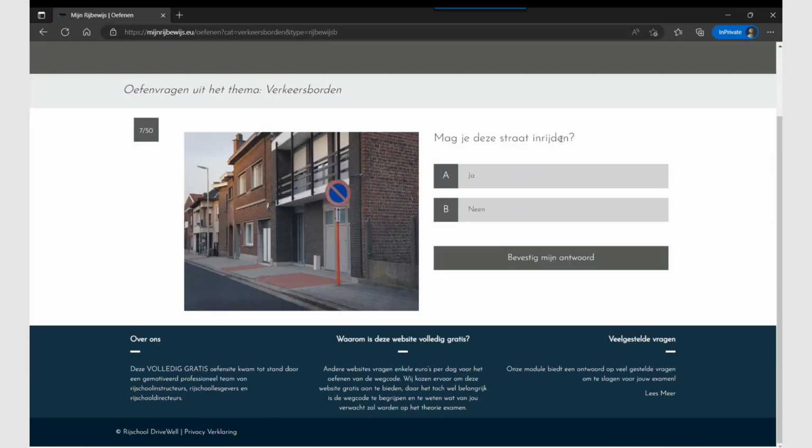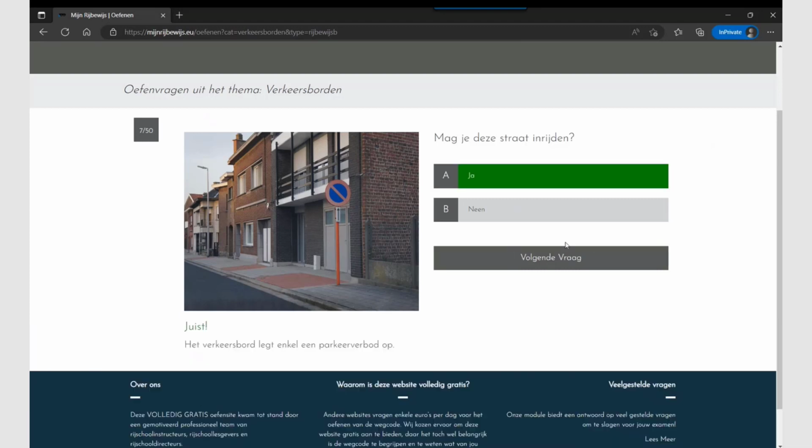So it says, are you allowed to drive in this road? Enter this street. So yes, there is no prohibition board. It's definitely a round red board. It's a prohibition board, but remember, any round red board with the blue background, that's a prohibition for parking. So you are not allowed to park from here, but you are definitely allowed to ride into this street.